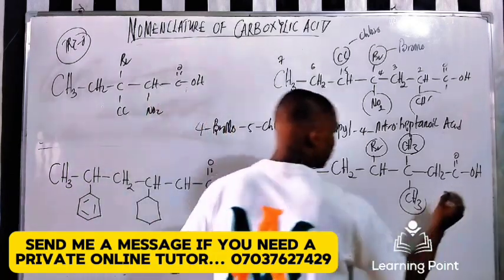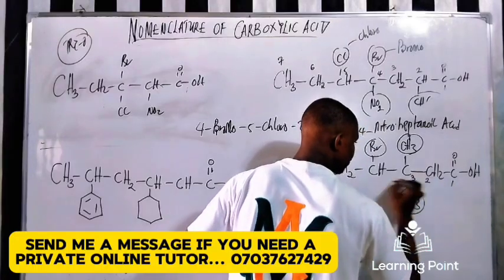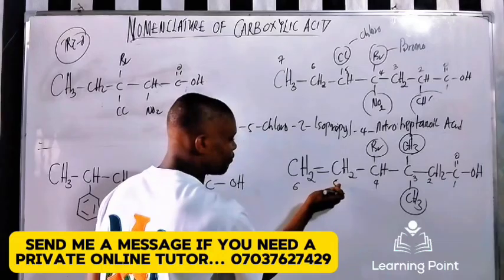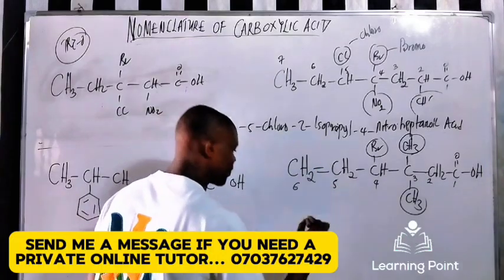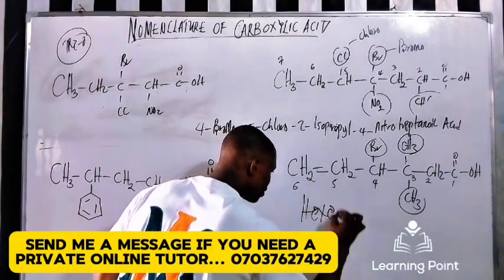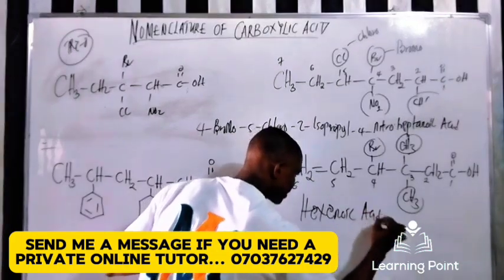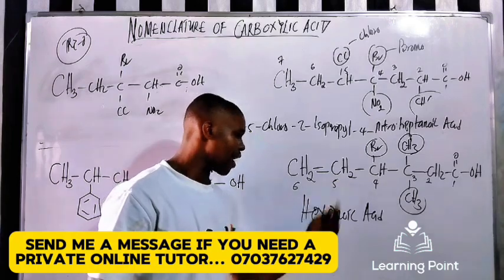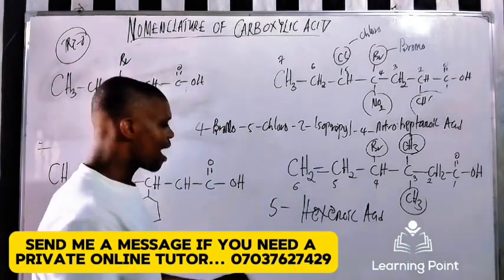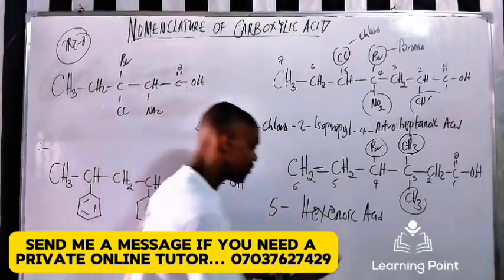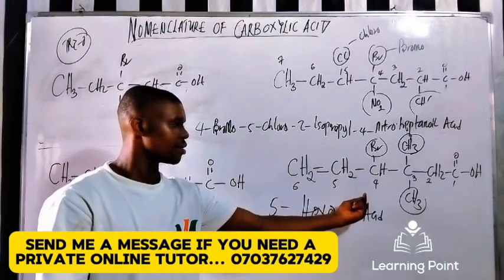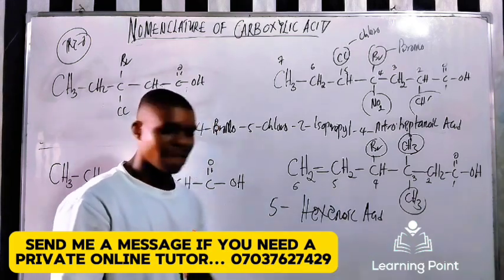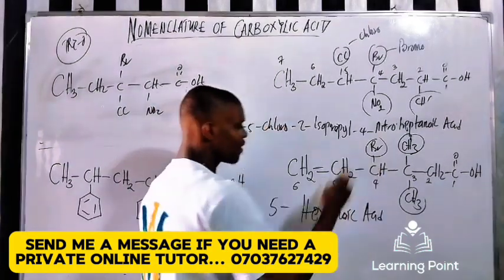So here, remember, here's my carbon 1: 1, 2, 3, 4, 5, and 6. At number 5, I have a double bond. Normally, it's supposed to be hexanoic acid, but because there's a double bond here, and the position of the double bond is at 5, it's going to be 5-hexenoic acid.